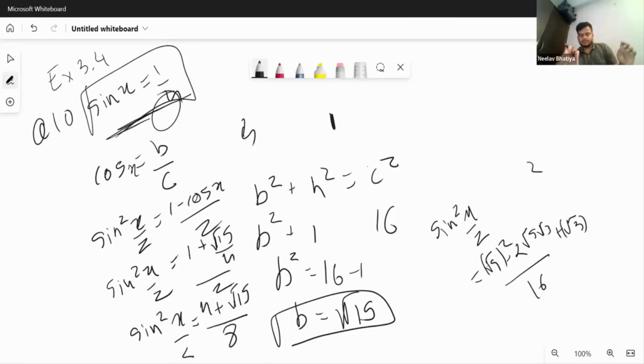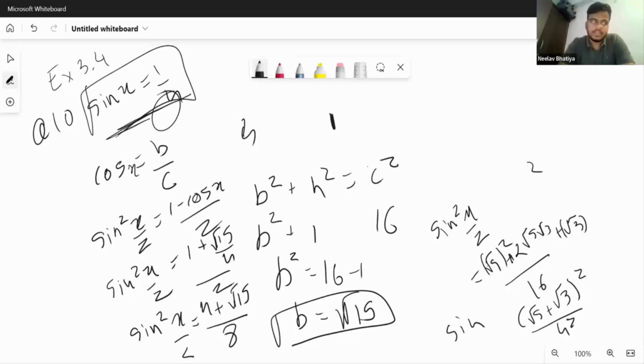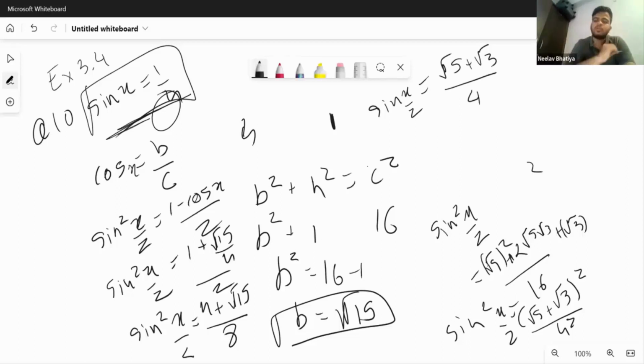Sine a plus b whole square formula is trying to turn up here, right? Could we write the numerator then as being equal to root 5 plus root 3 whole square, and the denominator is equal to 4 square? Correct. Does that make sense? So sine square x by 2 then becomes this term, and you take root on both sides, you get sine x by 2 as being equal to root 5 plus root 3 upon 4. Correct. Now I found out sine x by 2 for you.